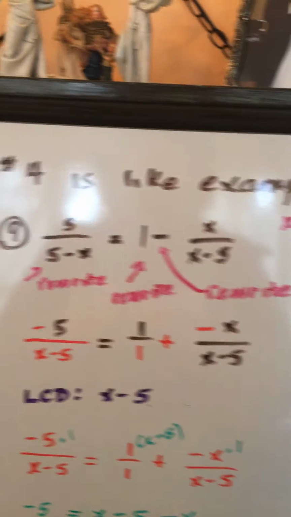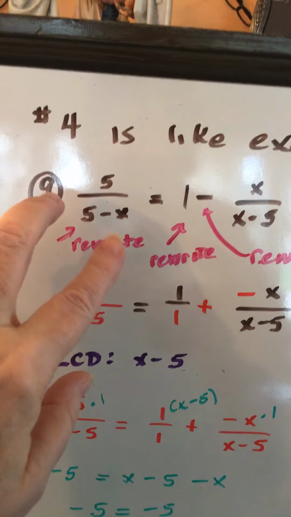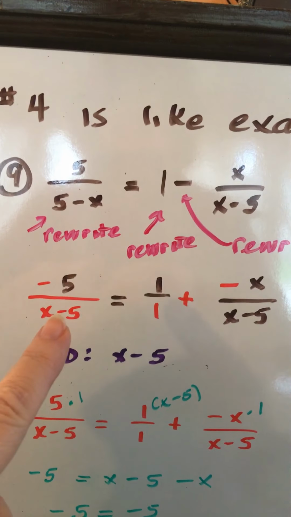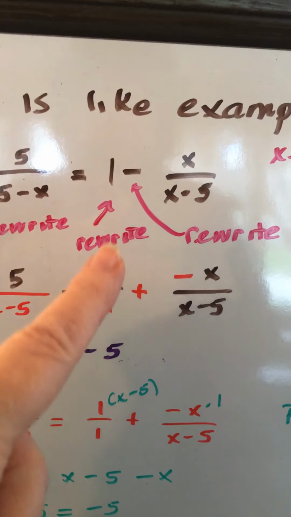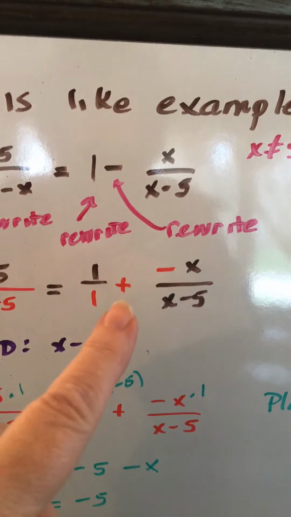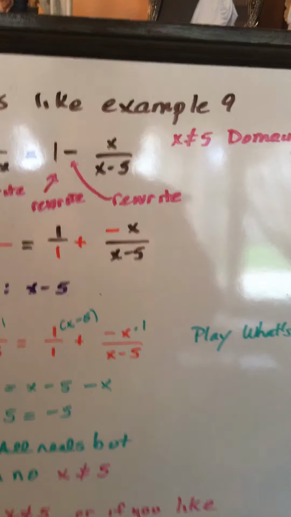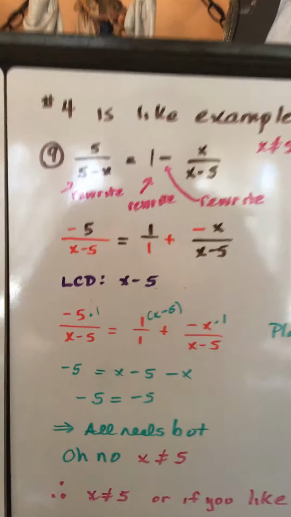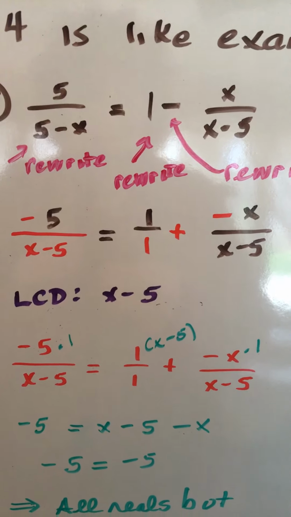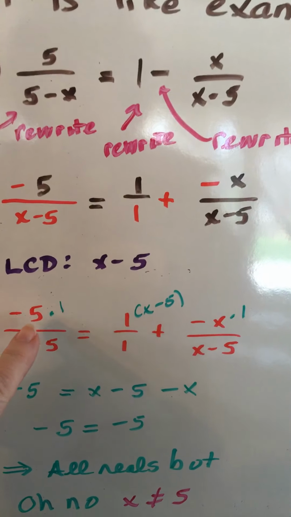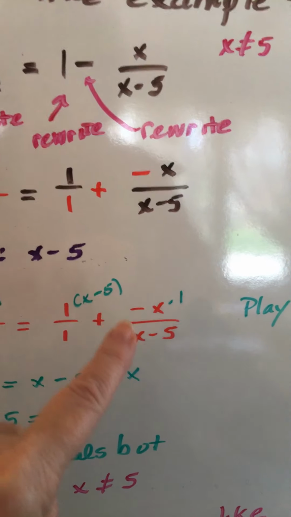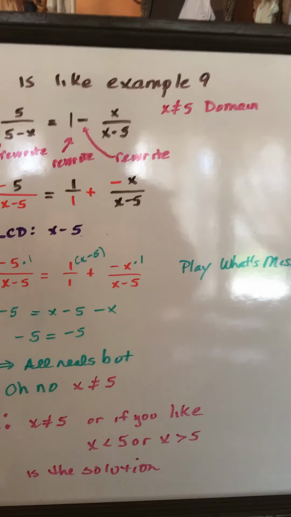Problem 4 is like example 9. Notice we've got to reverse the denominator, so negate, negate. So negative 5 over x minus 5. Again, I have to make sure I have a 1 in the denominator. Again, subtract turns into plus, the opposite. My domain says only x cannot be 5. My LCD, lowest common denominator, is x minus 5, so I play what's missing. The x minus 5 just needs 1. 1 needs x minus 5. X minus 5 needs 1.